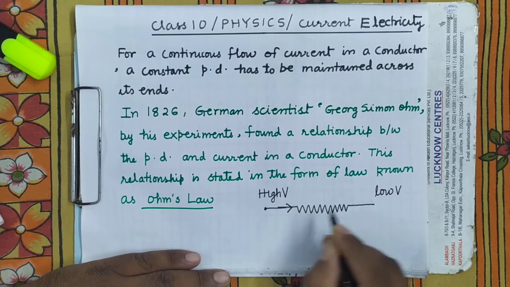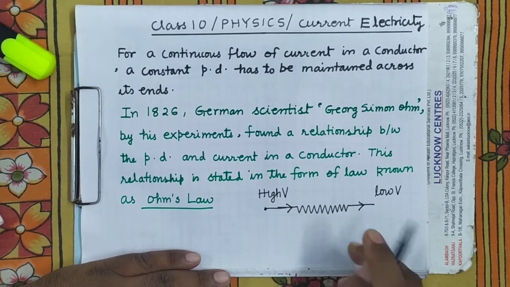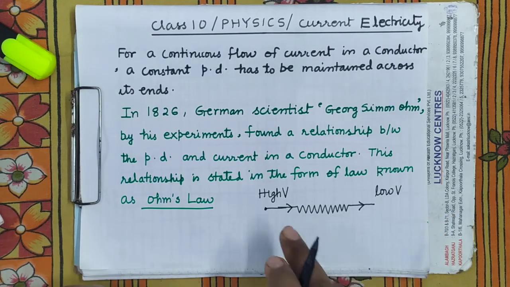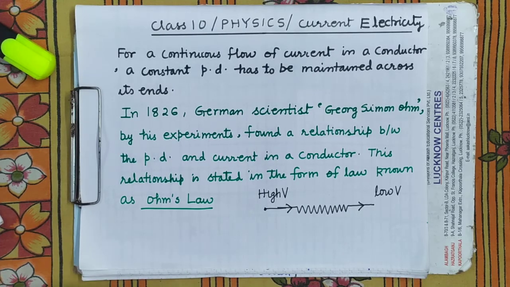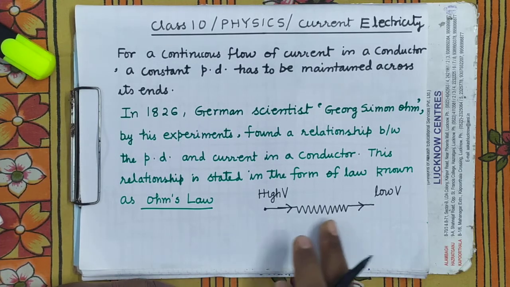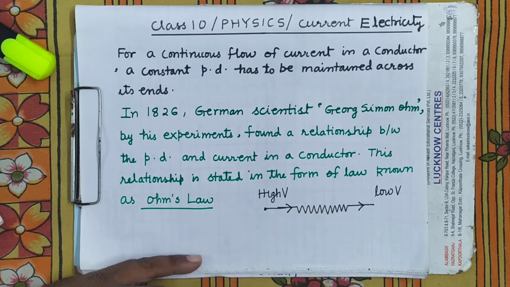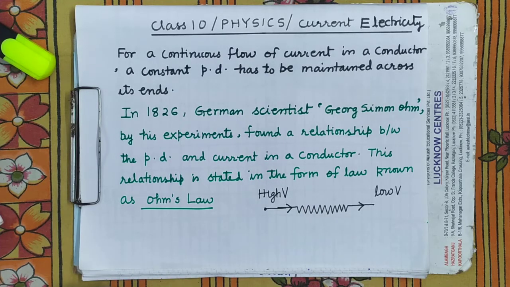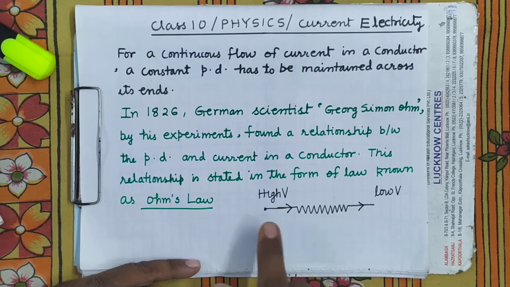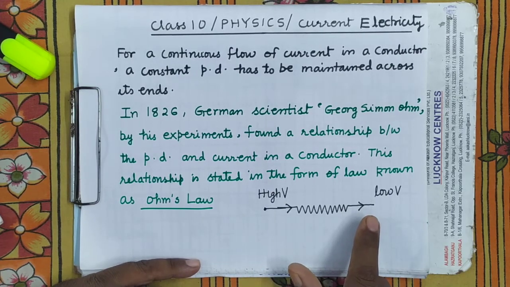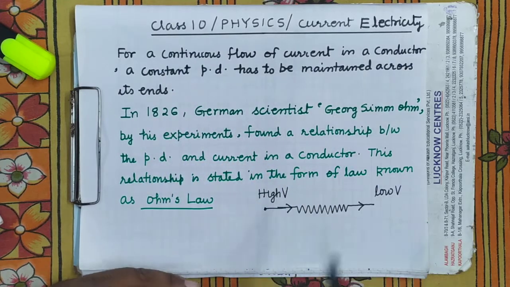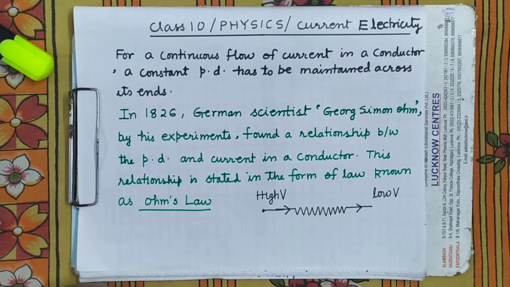Then current will flow in this direction, and it will keep on flowing in this direction as long as the potential difference is maintained. As soon as both ends come to the same potential, there will be no flow of current. Though there are still free electrons, the current flow will not be established, because there is no potential difference. So potential difference is required for maintaining the flow of current in a conductor.